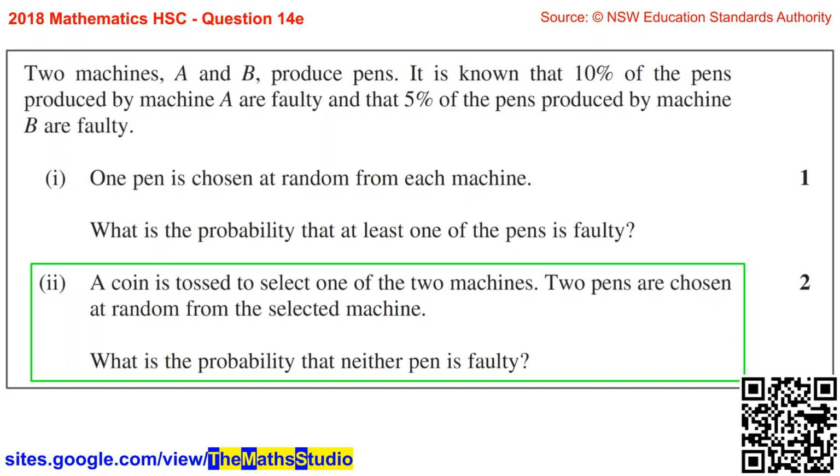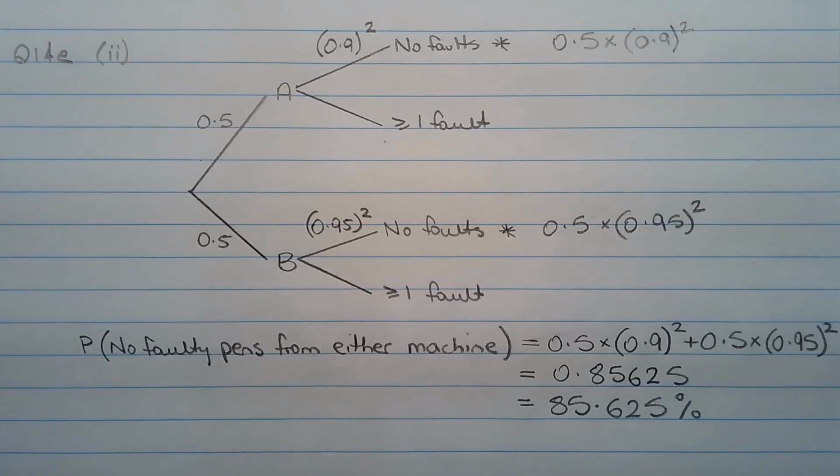Part 2. A coin is tossed to select one of the two machines. Two pens are chosen at random from the selected machine. What is the probability that neither pen is faulty? It may help to represent the situation using a probability tree diagram.